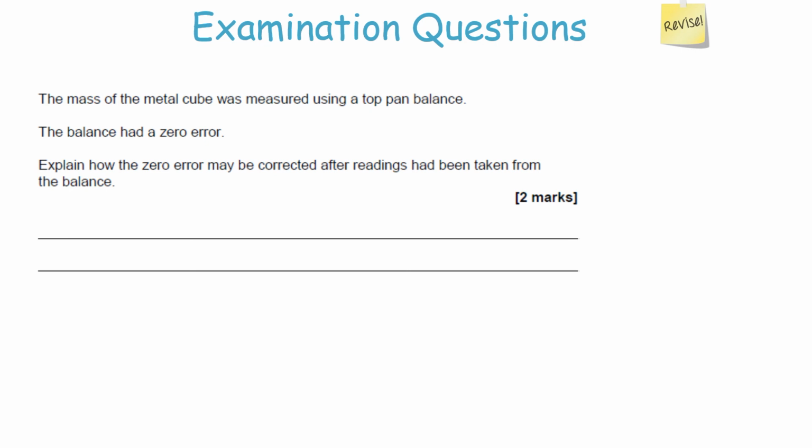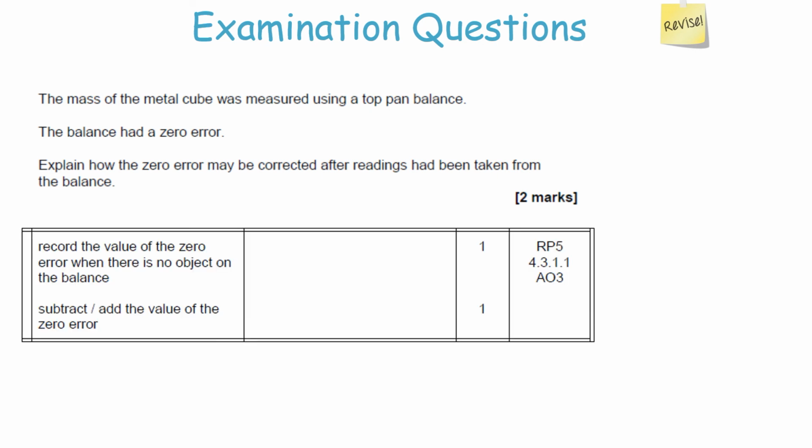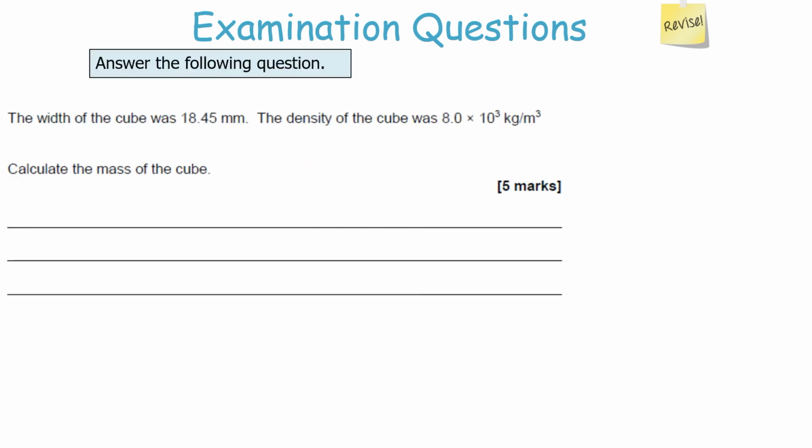So there's only one method by which you can correct a reading after it's been taken by a balance, and that's to record the value of the zero error when there's no object on the balance. When it should be reading zero but it's not, then you subtract this value from the measurements that you've taken.